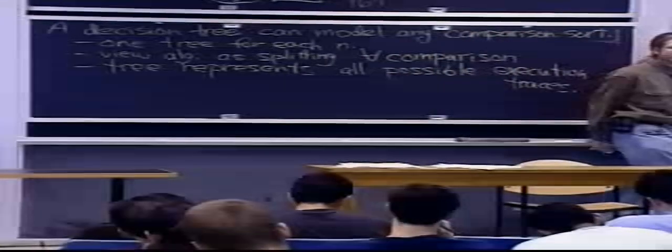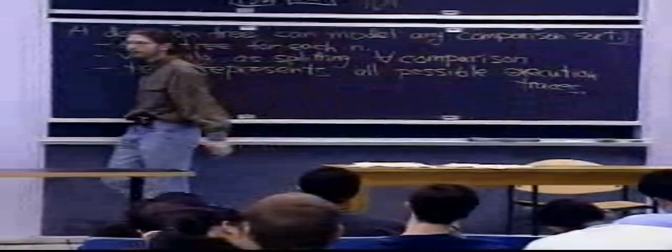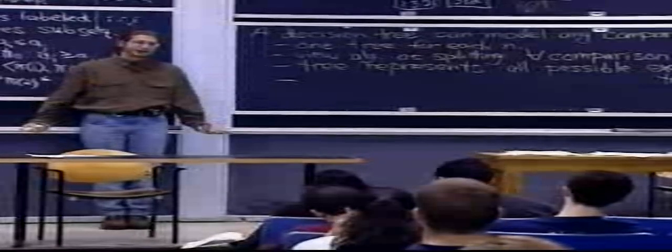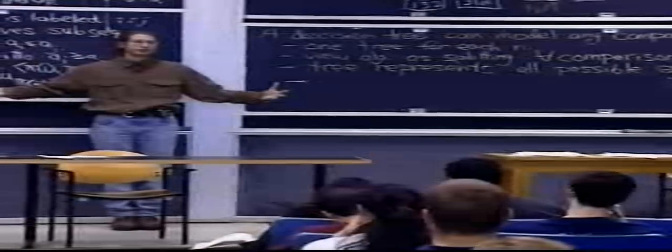OK, so this is an idea that you know and love by now. I mean, we're just seeing what all the possible things the algorithm could do. That is the decision tree corresponding to a given comparison sort for a given n. And you can do this for every n. You get this family of trees.